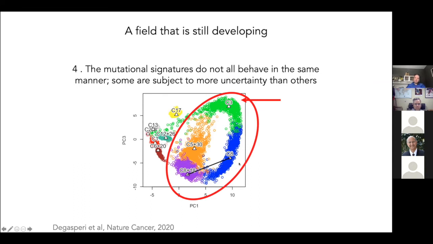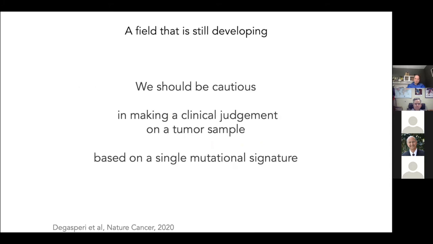And so there is some uncertainty here, and there is some danger in erroneously classifying your tumor based on a single signature. So I think the bottom line is we need to be a little bit cautious in making a clinical judgment on a tumor sample based on a single mutational signature. And so it's not a perfect science at all. There are some caveats. I mean, I'm somebody who really wants signatures to be used clinically, but I think it's important for us to just be aware of some of these caveats.